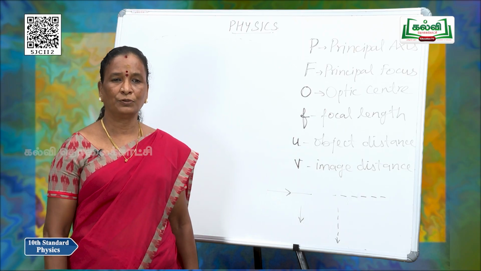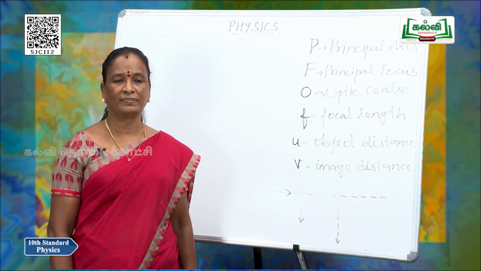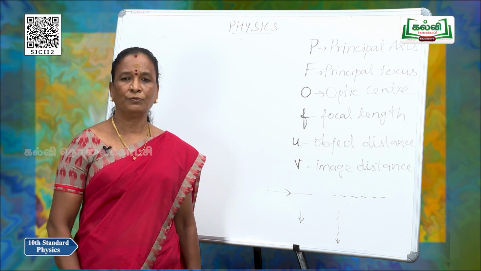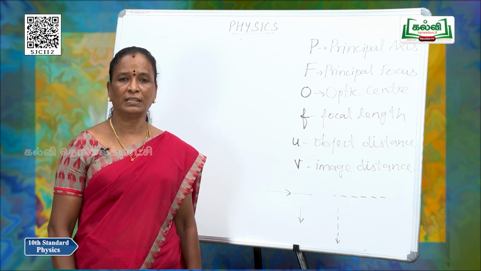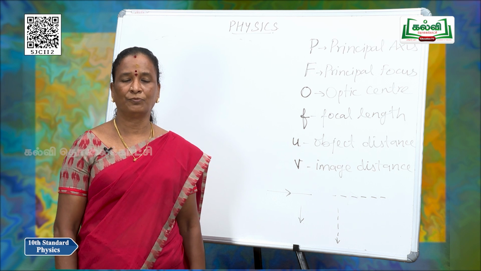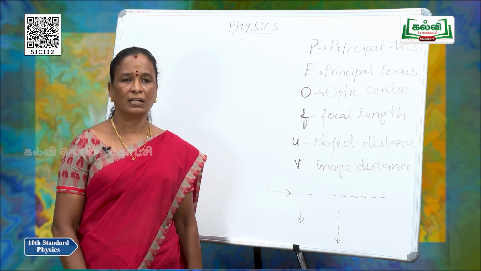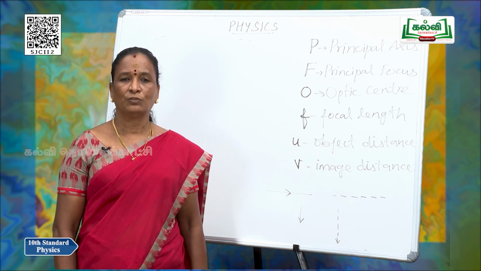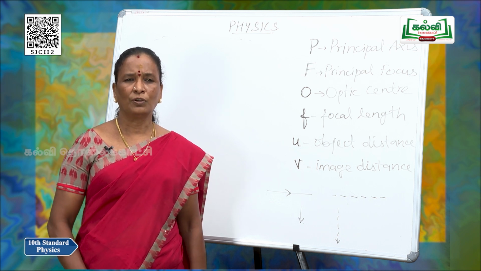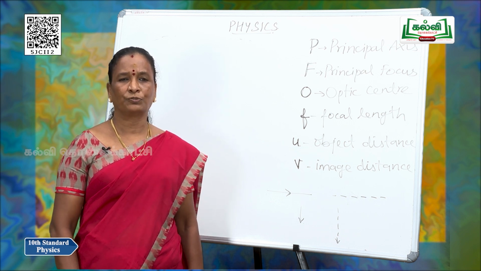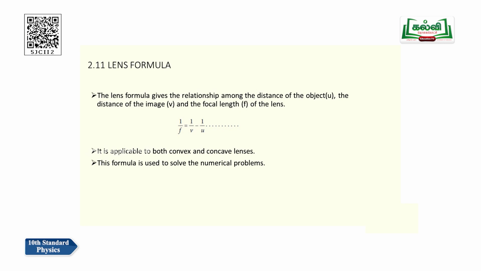So far we have seen the two kinds of lenses, concave and convex lens. Suppose if you are given a lens and asked to find the f, small f, that is focal length of the given convex lens, for example. So, we need a formula, no? What formula are we going to use? The lens formula. The lens formula gives the relationship among the object distance u, the image distance v and the focal length of the lens.